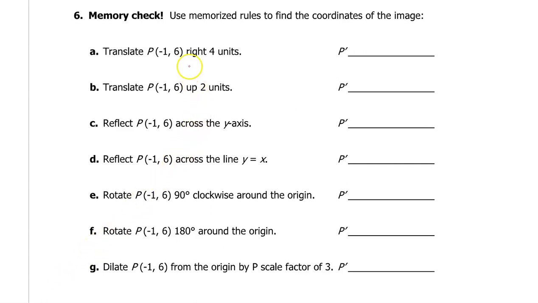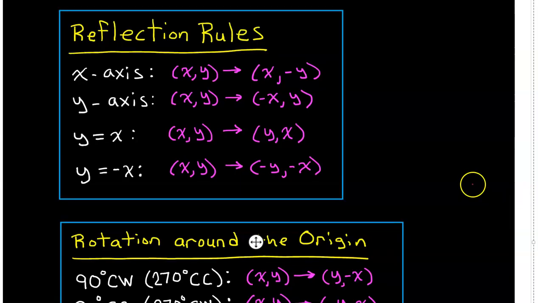For problem number 6, we are using memorized rules to find the coordinates of the image. So these are the memorized rules that I'm referring to. You might want to pause your screen for a minute and write these rules down. I'll give you a second to pause.